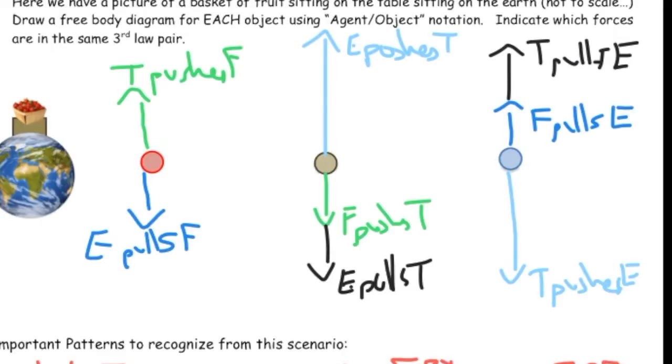Notice that the first diagram represents the fruit as an object, and the fruit is the object in each of the agent-object sentences labeling that diagram. Similarly, the middle free body diagram is for the table, and all of the forces acting on it end with the word table. The same thing is happening with the earth.